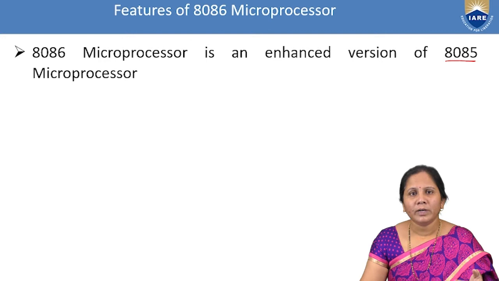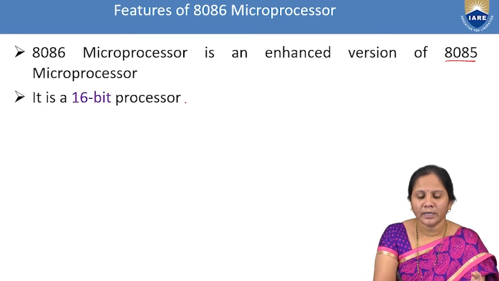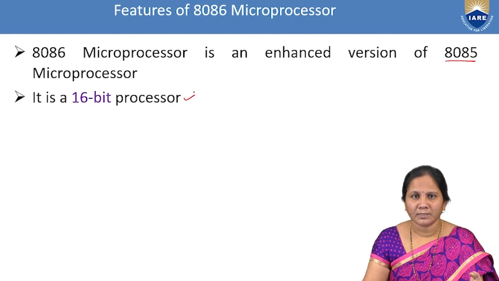When discussing the features of any microprocessor, we have to consider the size of the data bus, the size of the address bus, and the size of the memory. Now, coming to the 8086 features: we have a 16-bit data bus. 16-bit data bus means the number of data lines available in the 8086 microprocessor is 16. That is why the 8086 is called a 16-bit microprocessor.